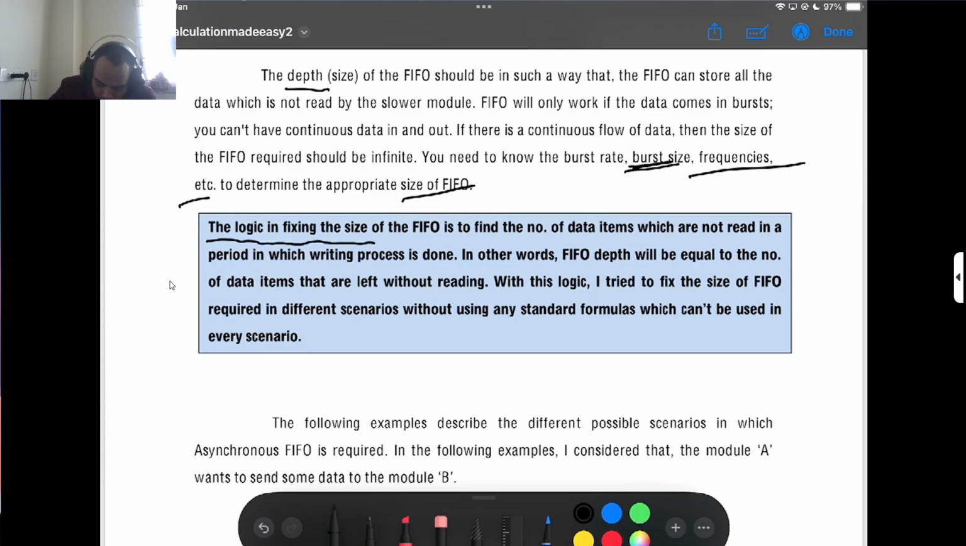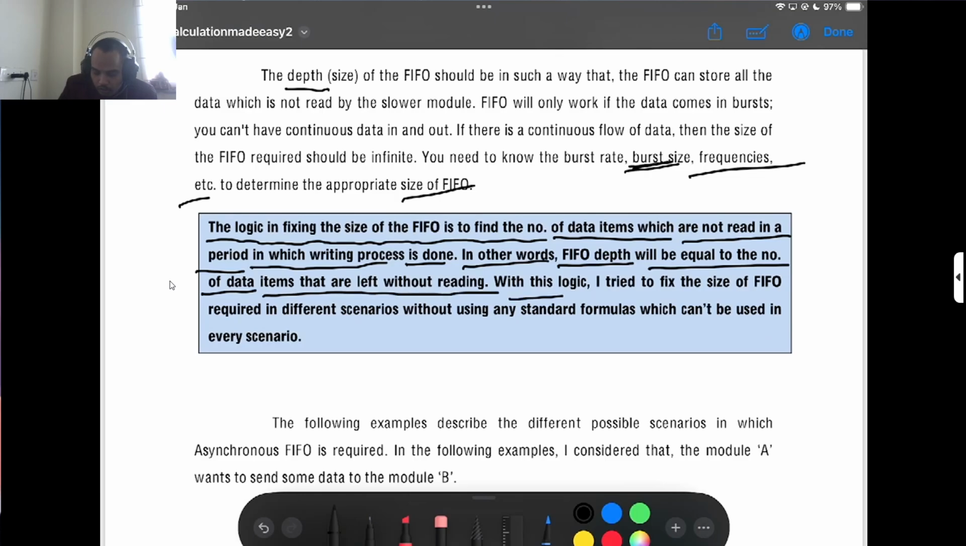The logic for fixing the size of the FIFO is to find the number of data items which are not read in the period in which the writing process is done. In other words, FIFO depth will be equal to the number of data items that are left without reading. With this logic, I tried to fix the size of the FIFO required in different scenarios, without using any standard formula that can be used in every scenario. There is no such formula, because in every scenario the FIFO depth calculation is different.